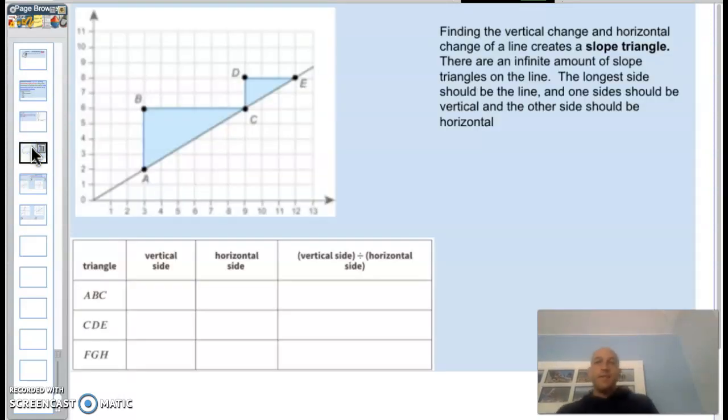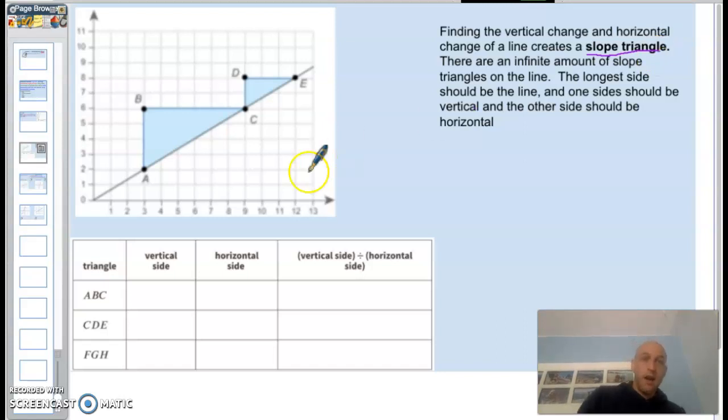All right, finding the vertical change and horizontal change of a line creates a slope triangle. So we're going to be using slope triangles to help us find the slope of each line. There are an infinite number of slope triangles on the line. So you can pick whatever slope triangle makes the most sense to you, and if you do it correctly, you should have the same slope no matter what triangle you pick. Now I'm going to show you an example of that in a minute. The longest side should be the line.